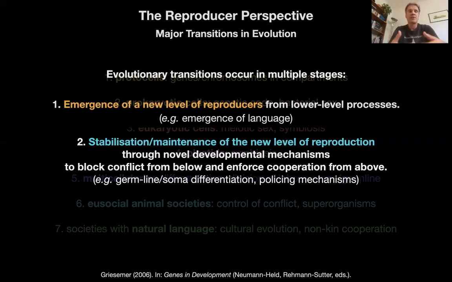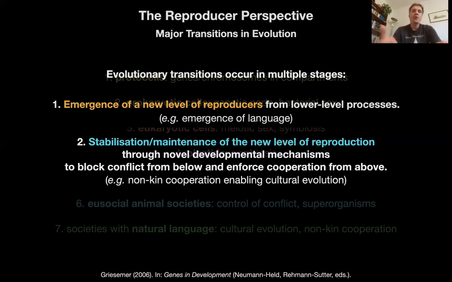So what happens here is, in step one, you have the emergence of language, symbolic, abstract concepts, and communication between individuals, which enable non-kin cooperation, and that enables, of course, cultural evolution as a whole, which is much faster and more flexible than genetic evolution and has had a huge influence in human history the last 10,000 years.